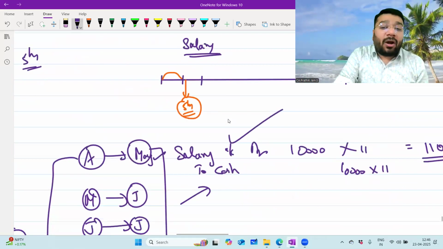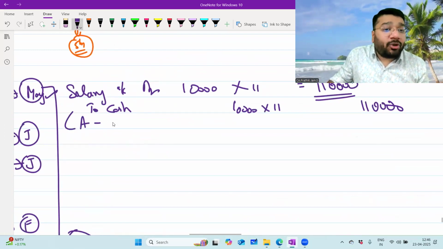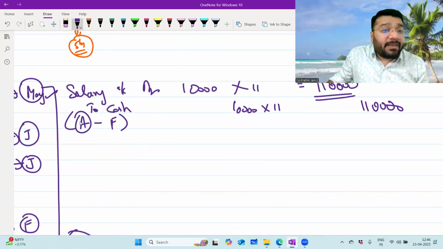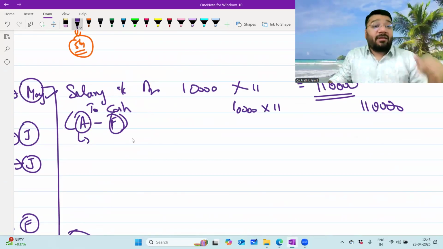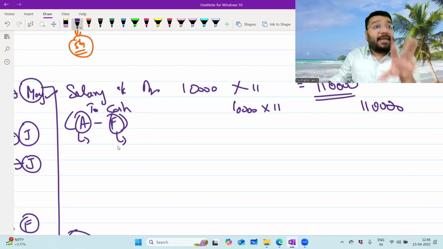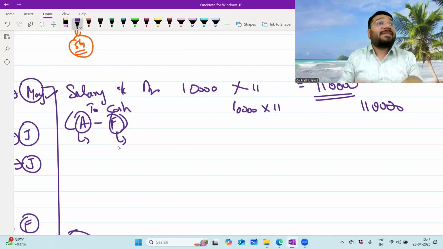Now, the entry salary to cash that you've recorded here is from April to Feb. April month salary to Feb month salary. Do you agree with me? April month salary paid in May. Feb month salary paid in March. So technically, this is the salary of which months? April to Feb. March month salary is not recorded.